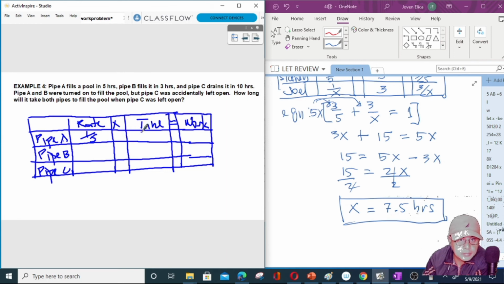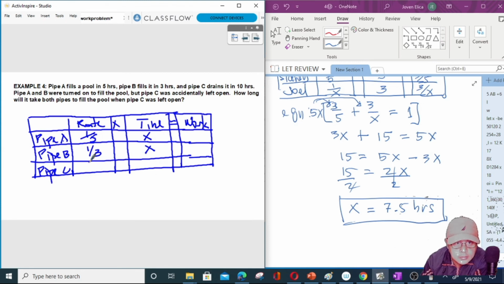Multiplied by time. So the time is x, and 3 hours, 1/3 for B. Time is x, because how long will it take both pipes? How long will it take both pipes to fill the pool when pipe C was left open? So pipe A and pipe B at the same time.